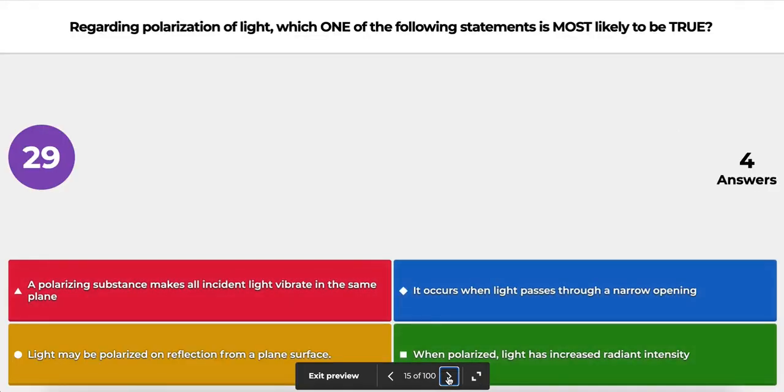Let's move to the next question, about polarization of light. Which one of the following statements is most likely to be true? A polarizing substance makes all incident light vibrate in the same plane, or it occurs when the light passes through a narrow opening, or light may be polarized on reflection from a plane surface, or when polarized, light has increased radiant intensity. So what will be your answer?